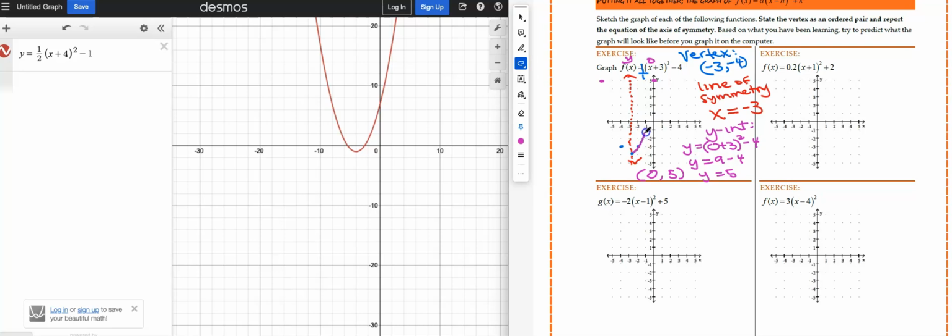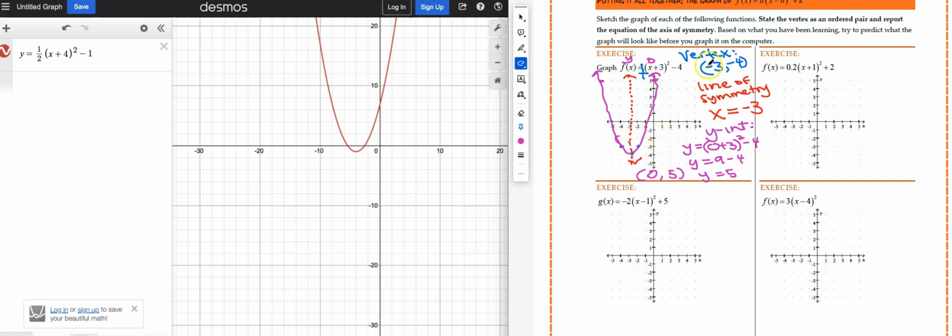And I know this isn't going to look great. It's always so hard for me to do this on this tablet thingy, but oops. Oh my goodness. I want to make it better than that. Okay, but it's going to go up through that point. So something like that is what our graph is going to be.